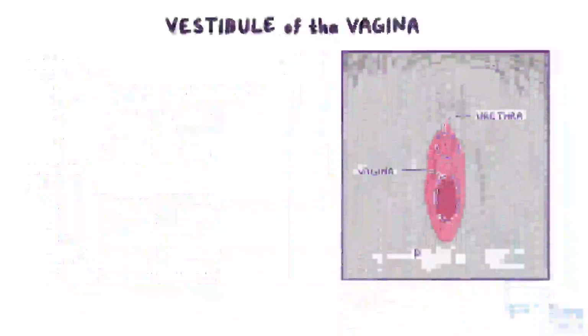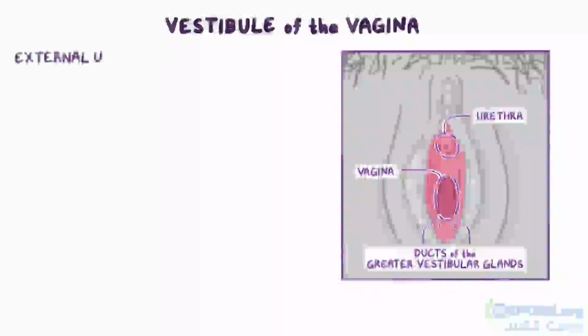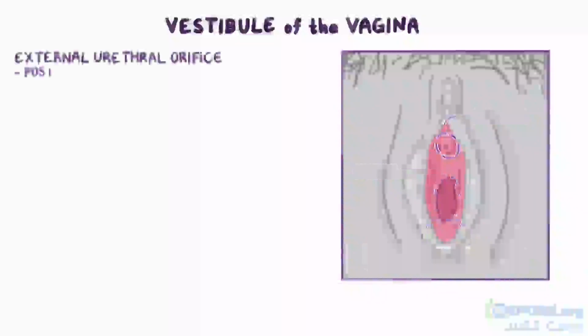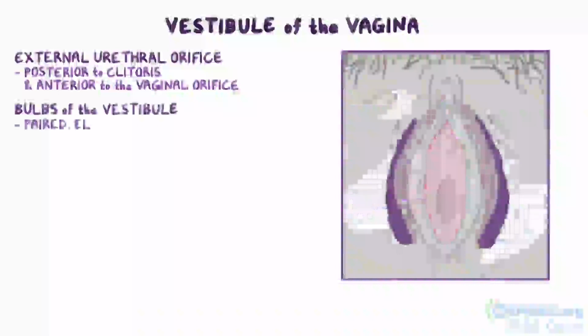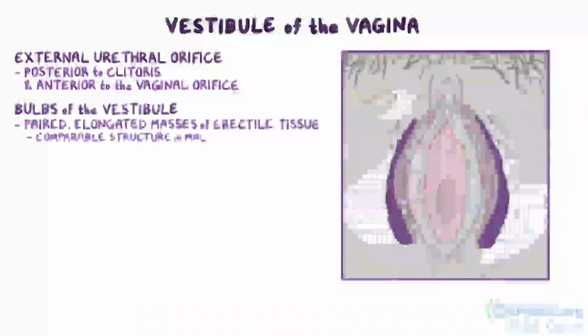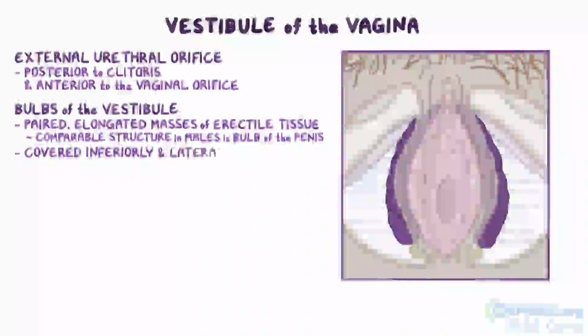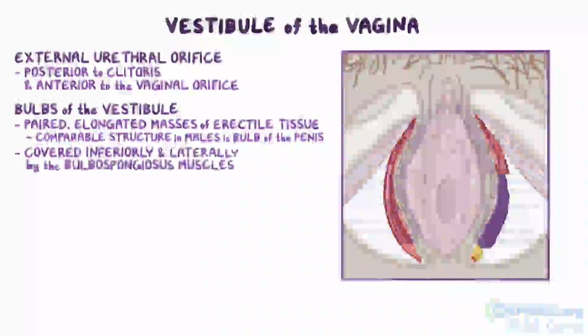Alright, now the labia minora surrounds an area called the vestibule of the vagina, where the orifices of the urethra and vagina and the ducts of the greater vestibular glands open. The urethra opens through the external urethral orifice, which lies posterior to the clitoris and anterior to the vaginal orifice. Lateral and deep to the vaginal orifice are the bulbs of the vestibule, which are paired, elongated masses of erectile tissue. A comparable structure in males is the bulb of the penis. These bulbs are covered inferiorly and laterally by the bulbospongiosus muscles, which we will discuss further in just a bit.